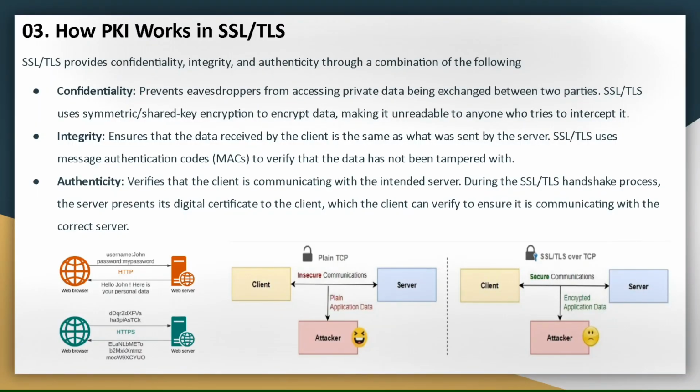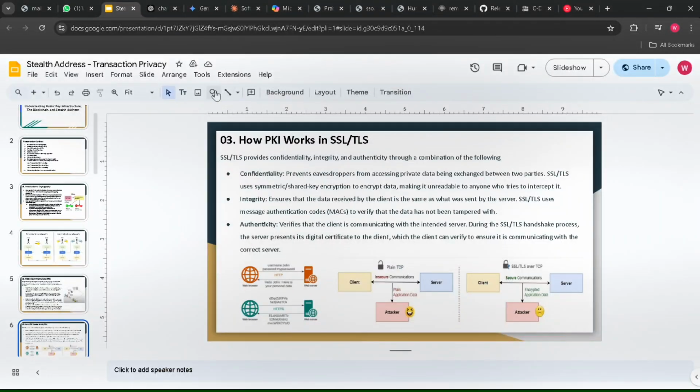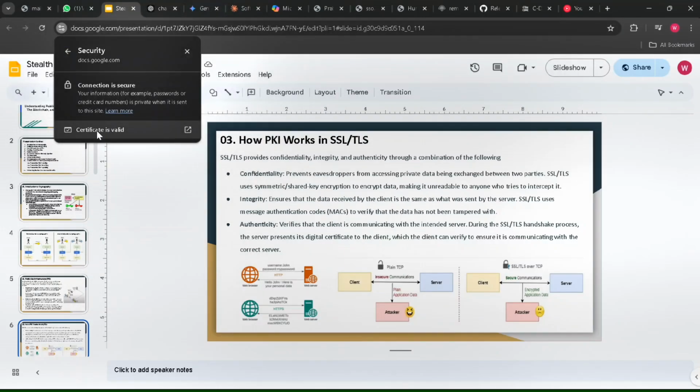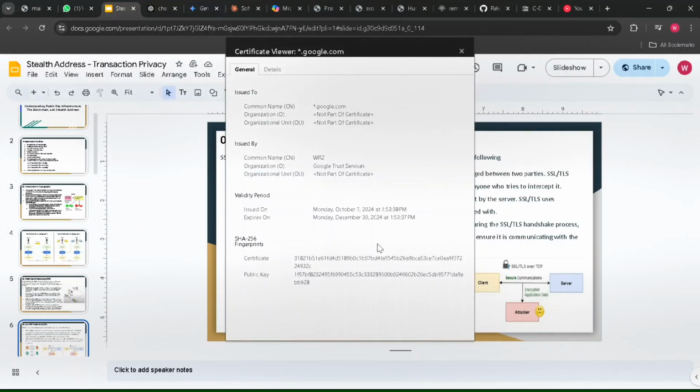So how does PKI work in SSL/TLS? We discussed SSL/TLS. If we want, we can demonstrate the SSL certificate. For example, here you can see the connection is secure and the certificate is valid. We can see the certificate from Google: this is the certificate ID and this is the public key of the certificate.